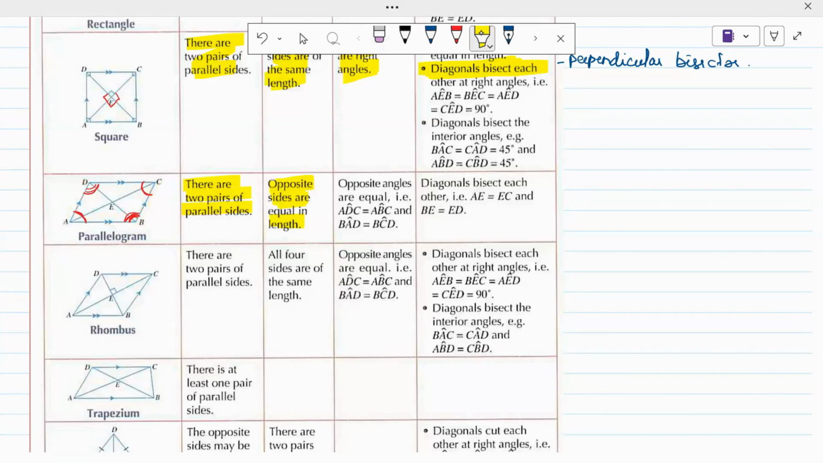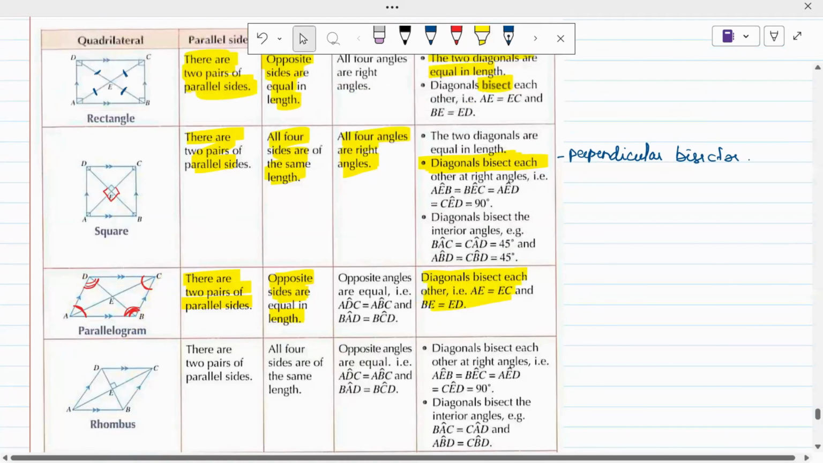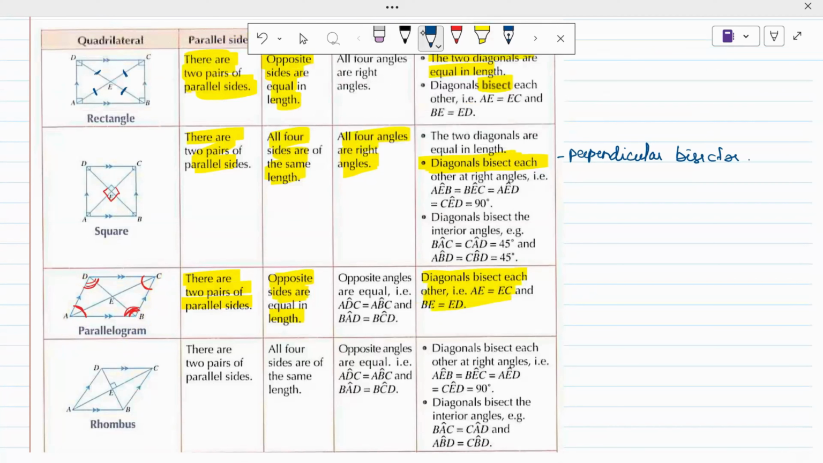Opposite angles are equal. Don't forget that. And diagonals, they do bisect each other, like in the case of rectangles. But there's a slight difference between a rectangle and a parallelogram. In a rectangle, when the diagonals bisect, all the bisected sides are equal. But in the case of a parallelogram, this is not the case. In a parallelogram, this and this would be equal, and this would be equal. So all four bisected sides are not the same, unlike the case of a rectangle and square.